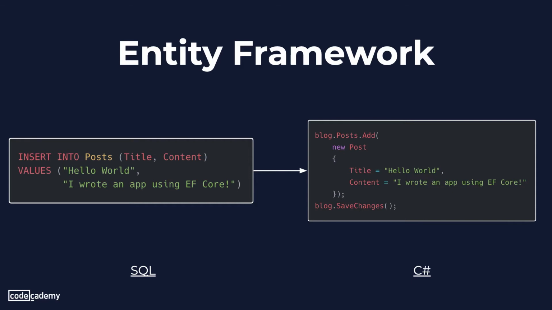So you can see we're specifying the Title property and giving it a value of "hello world", and the Content property with a value of "I wrote an app using EF Core." And once we call SaveChanges, the method will build and execute the insert statement that we see on the left. An ORM essentially provides a bridge between relational database tables and, in this case, C# objects.